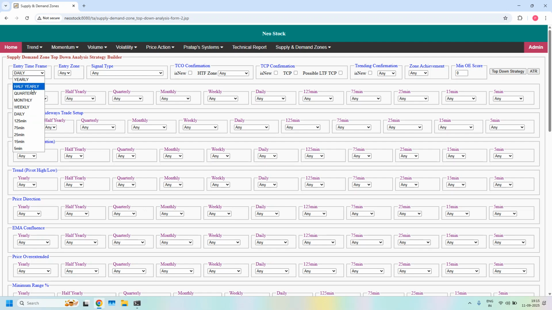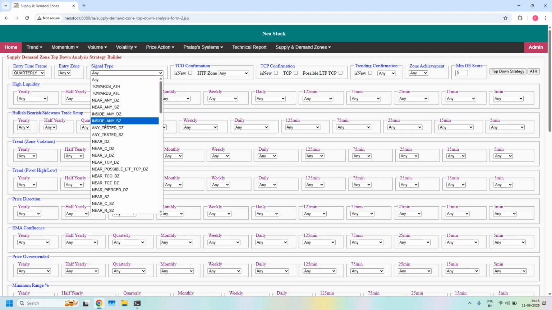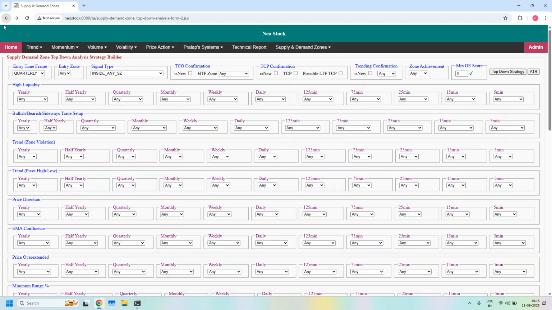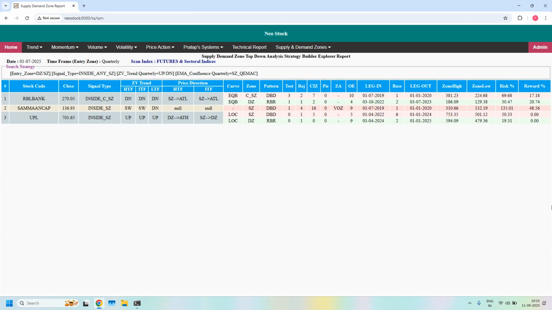Next, price closed inside the quarterly supply zone. We got 14 stocks. We can further filter based on quarterly supply zone having quarterly EMA confluence, and also trend on the quarterly should not be sideways. We got 3 stocks.